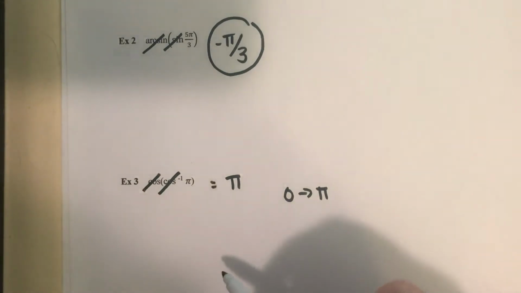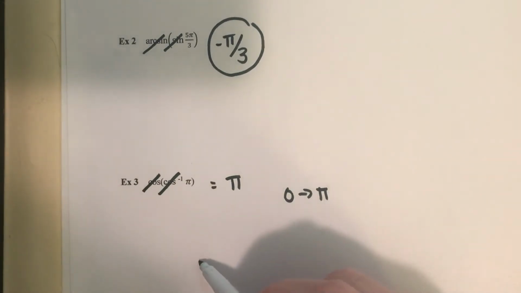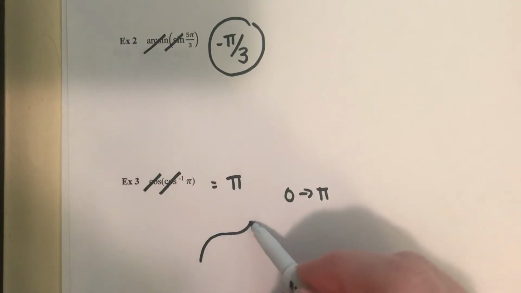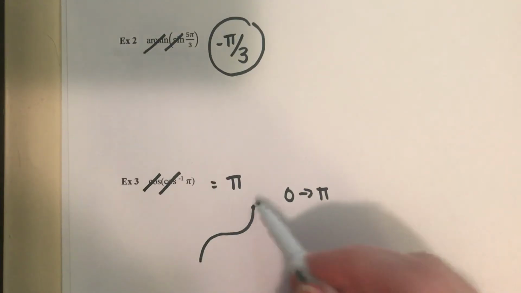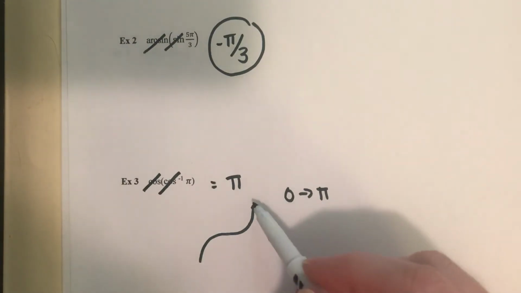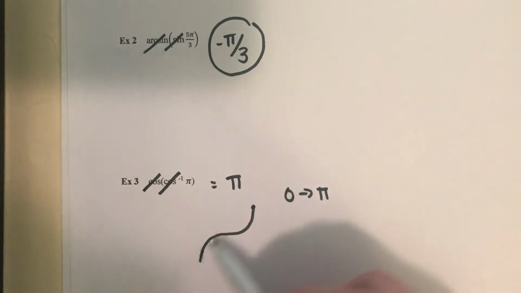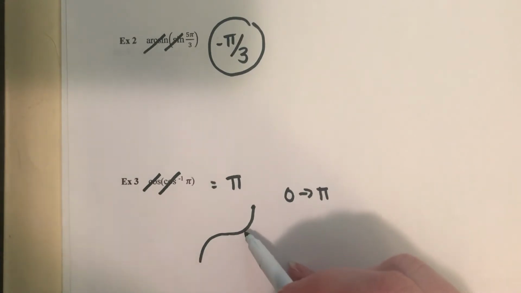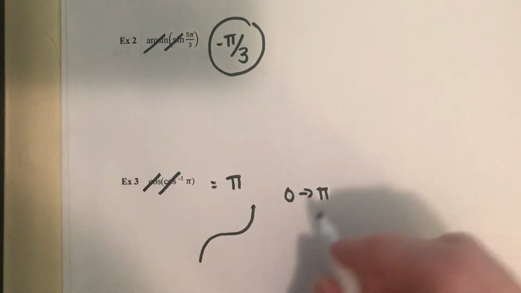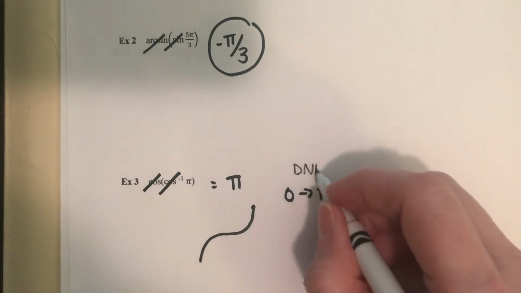If we remember what the cosine graph looked like, the inverse one, it looked like this. Right at pi, it was up at the top. So technically, right at the endpoint is a spot where it would not pass the vertical line test. So technically at endpoints, we're not going to count those. So what we would say is does not exist.